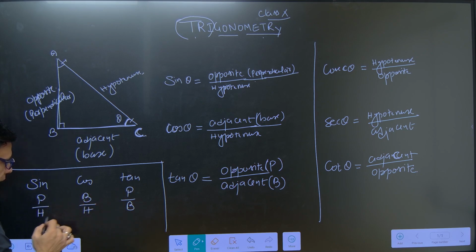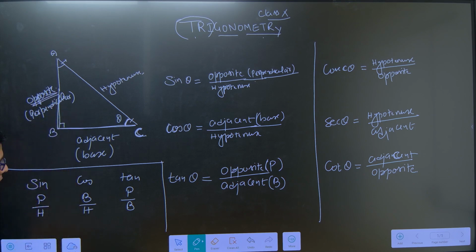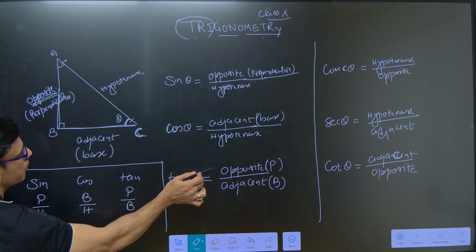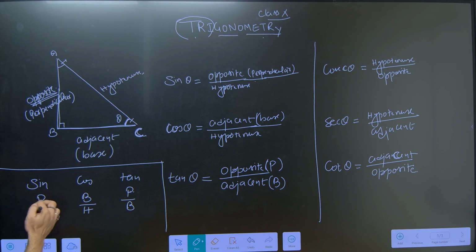Pandit Badri Prasad har bole. So this is how we can remember that sine is perpendicular upon hypotenuse. I told you perpendicular is also called opposite, upon hypotenuse. Cos is base upon hypotenuse. Adjacent is also called base. And tan is opposite upon perpendicular, meaning opposite upon adjacent, perpendicular upon base. The first 3, the remaining 3 will be the reverse.